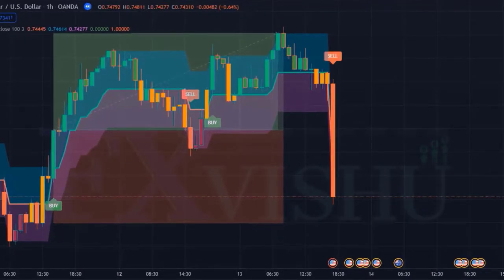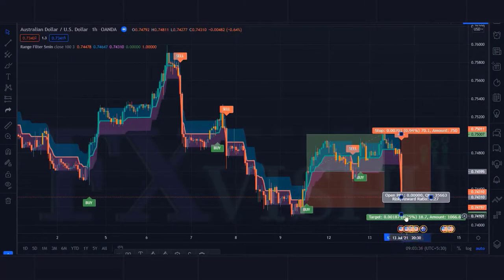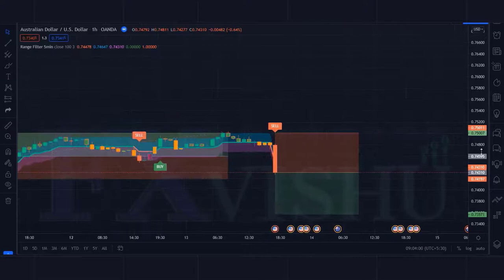We got the signal over here. The range filter line is of green color, so the market is in uptrend. And the market has given a sell signal, so we will place a sell order. Our stop loss high range will remain above the target area. Our risk-reward ratio will be 1/1. Let's see what happens to our trade.